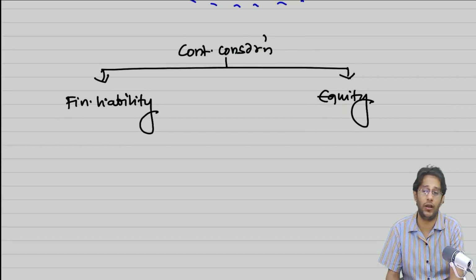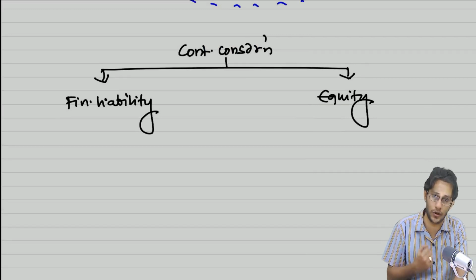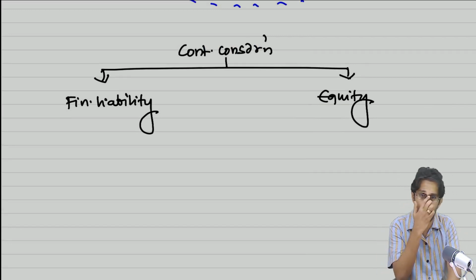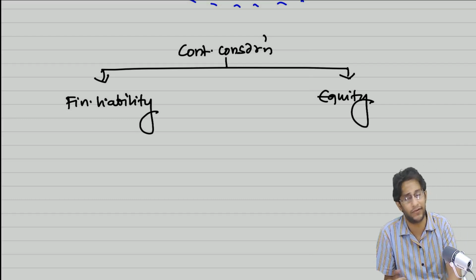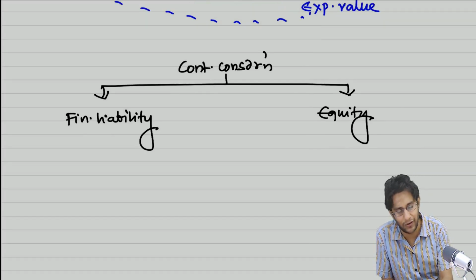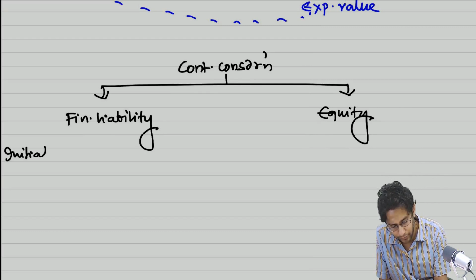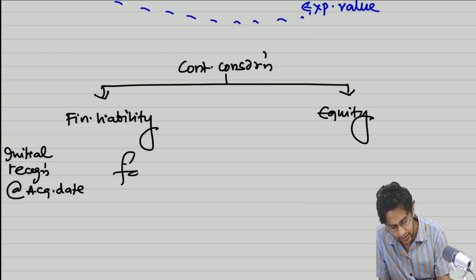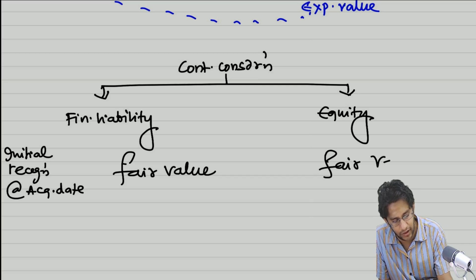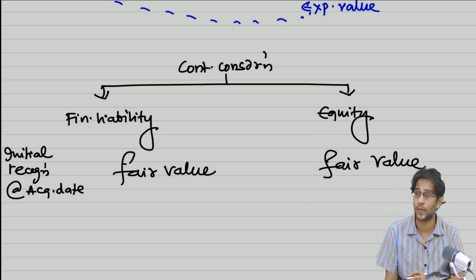If you say that you will pay cash to him on a future date if a condition is satisfied, or you will issue a variable number of shares, then it becomes a financial liability. Let it be a financial liability, let it be equity. Initial recognition at the acquisition date is done at fair value only. In PC, you will include this at fair value on the date of acquisition only.